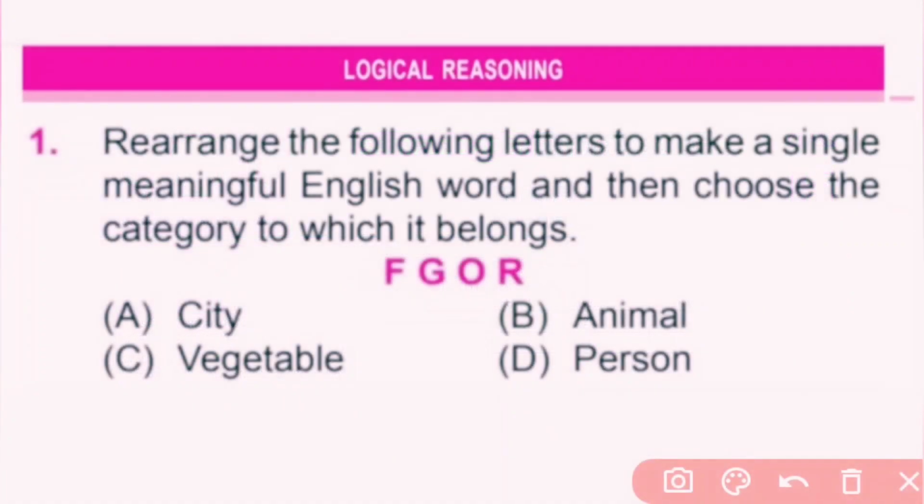First section is logical reasoning. Question number 1. Rearrange the following letters to make a single meaningful English word and then choose the category to which it belongs. The given letters are F, G, O, R. And after rearranging the letters, a meaningful word is frog. F-R-O-G. And frog is animal. So B is correct answer.